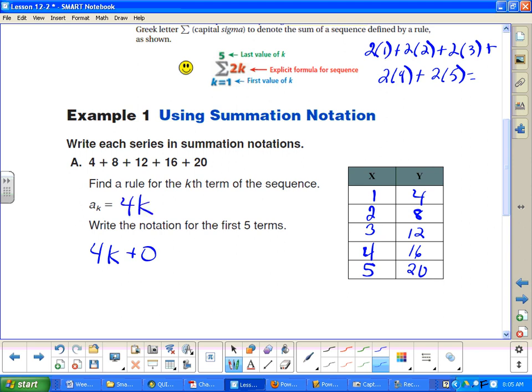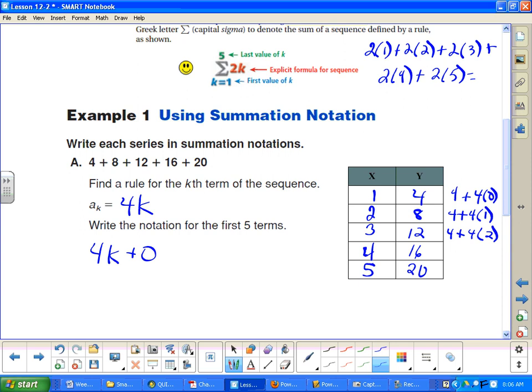Now let's make sure we all agree with that before we go on. Okay. So here we started with 4. This is 4, or this is 4 plus 4 times 0. Then 4 plus 4 times 1. 4 plus 4 times 2.